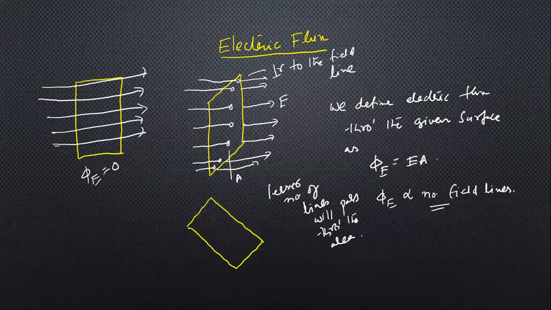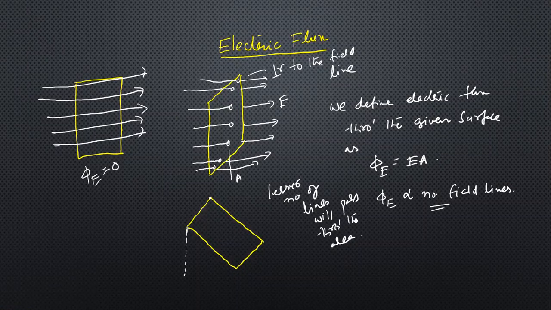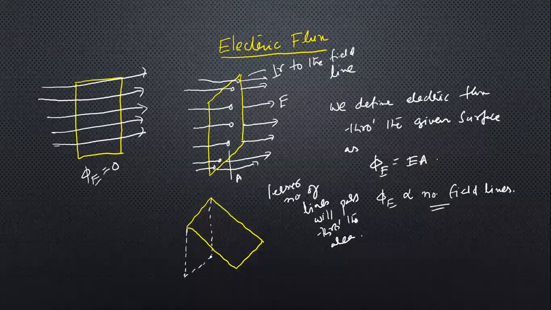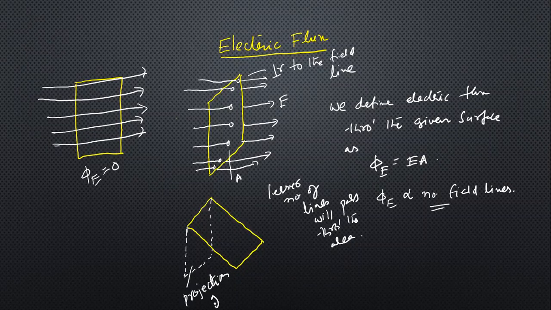Just to draw a projection of this area. What is projection? Shadow. This is the projection of the area. So that many lines which are going through the projection normal to it will pass through this. Do you follow my point? So we are slowly giving the meaning of the flux there.